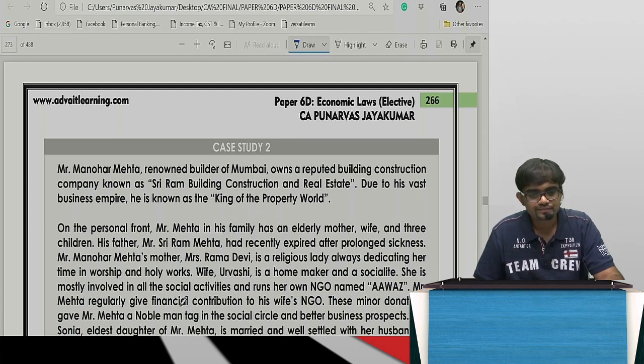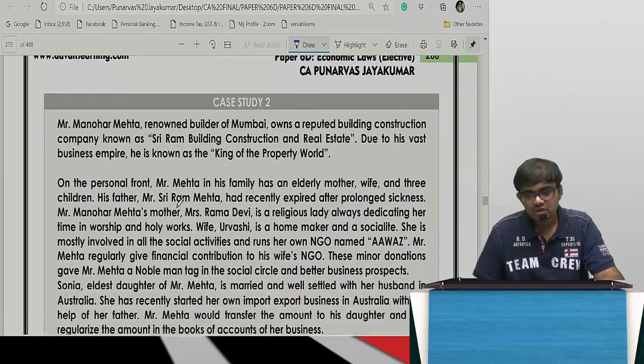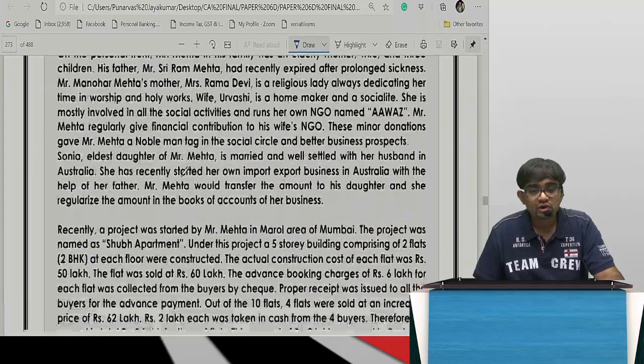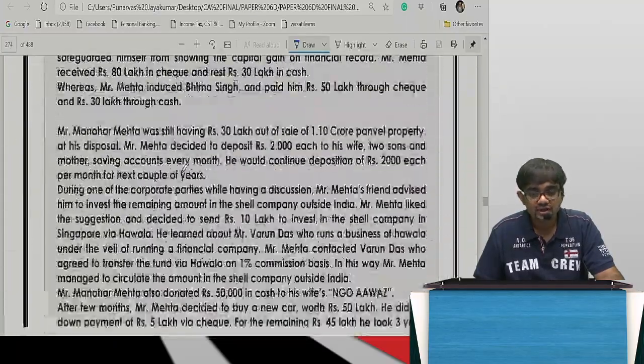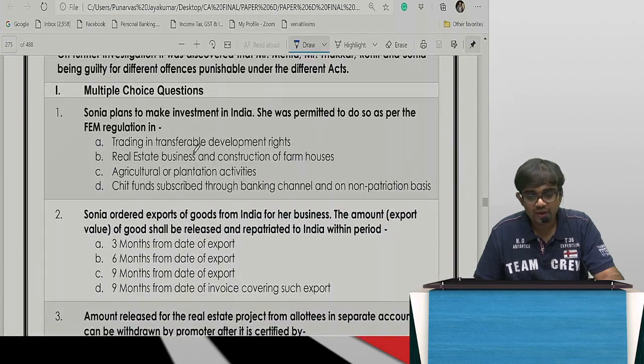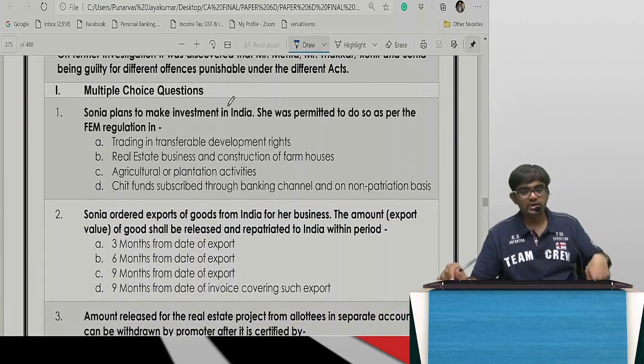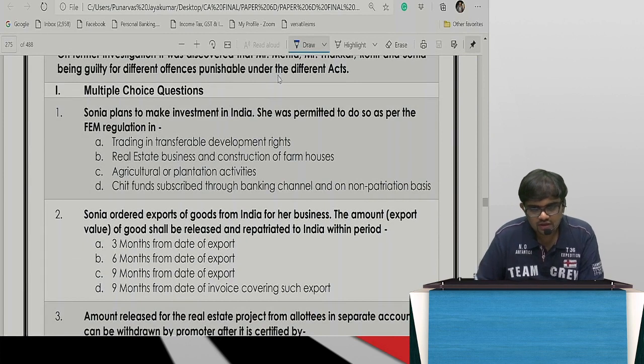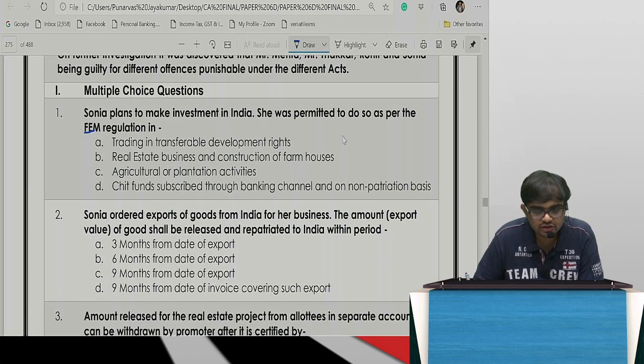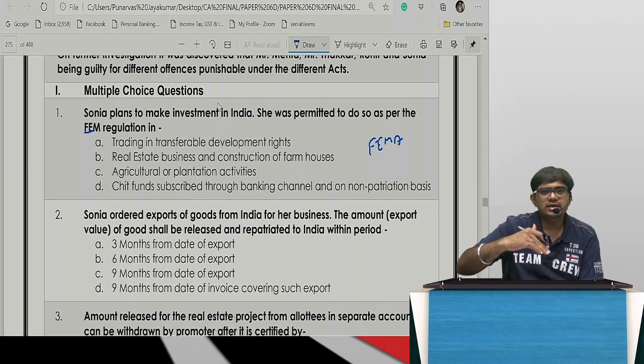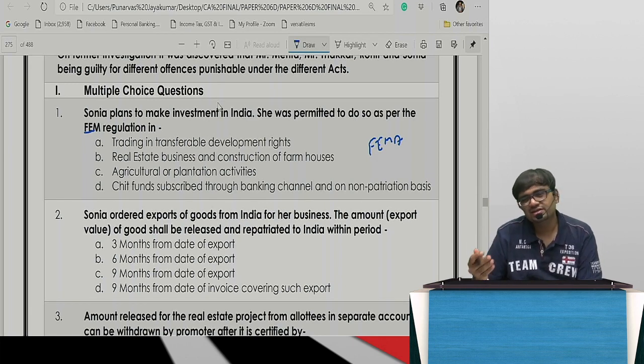Module number 2. What is the first rule? Do not even read the case study. Directly go to the questions to figure out where it could be, what it could be. So Sonia plans to make investment in India. She was permitted to do. See now, FEM regulation. So this is about FEMA regulation. Plans to make investment in India means maybe she's an NRI. She wants to make in India. It is so easy, guys.